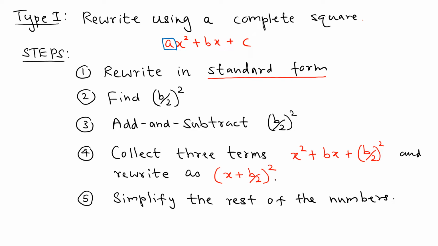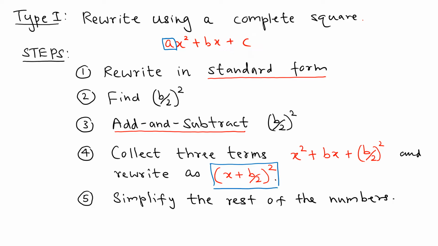So we find b over 2 squared, and then we add and subtract it. That's very important, because this step would be different in the other case. So add and subtract b over 2 squared, and then collect 3 terms, x squared, bx, and b over 2 squared, and rewrite them as a complete square, because this is exactly equal to x plus b over 2 squared. You need all 3 terms for that.